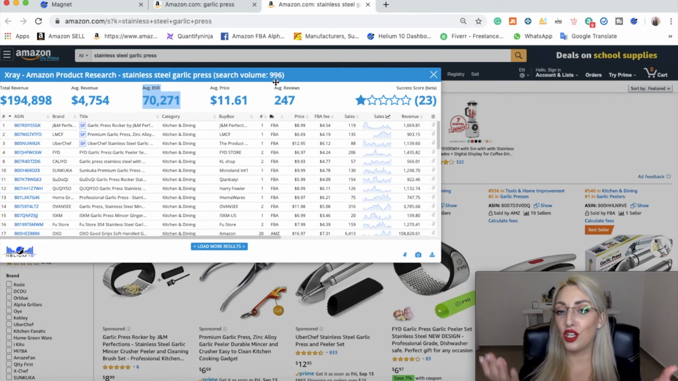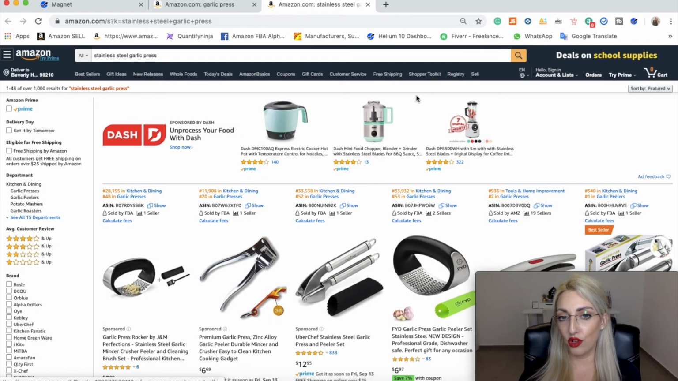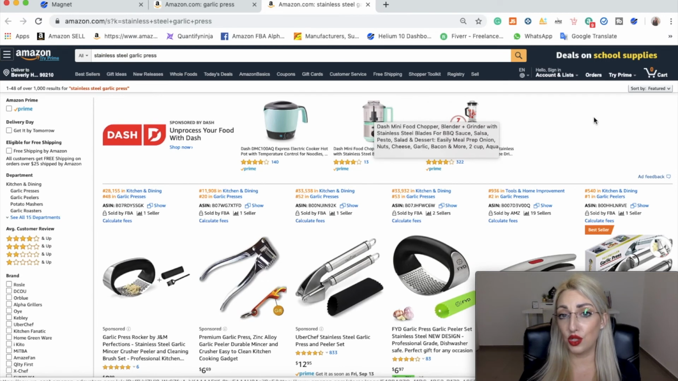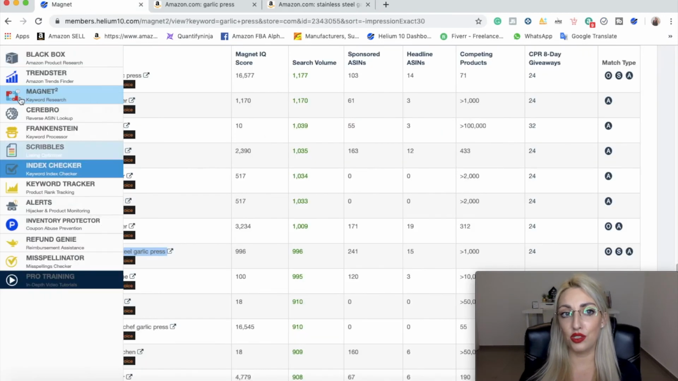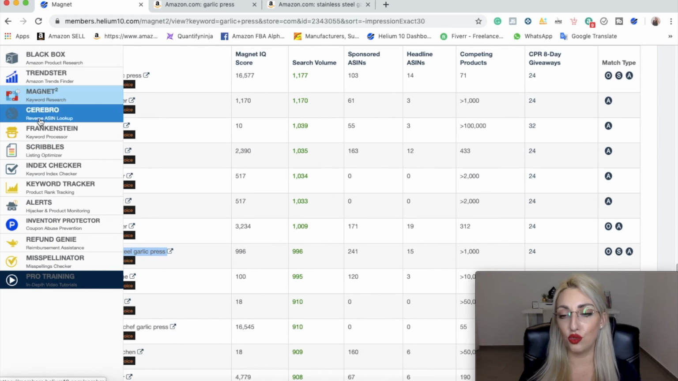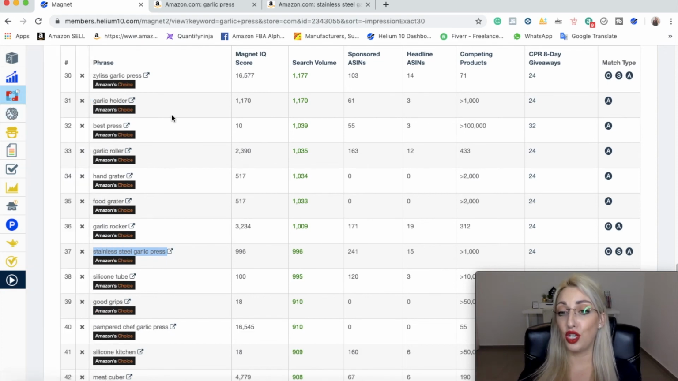So if you were just to look at this specific keyword, you may say, hey, this may be a good product, but you're not actually looking at the main keyword. So it is crucial that you make sure that you're looking at the right keyword for the right product, and that you identify the correct keyword. There are two different ways that you can do that. The first one is by using Magnet, and the second one is by using Cerebro. And then you go ahead and check that on Amazon, and you can then start to verify whether the product is a good product or a bad product.